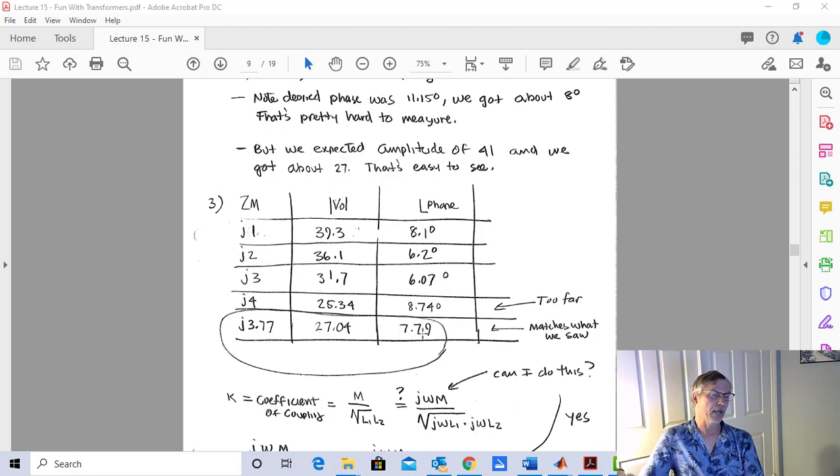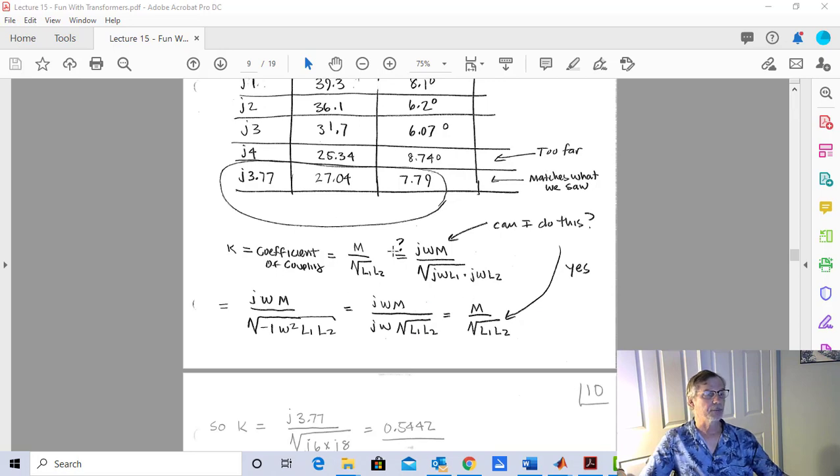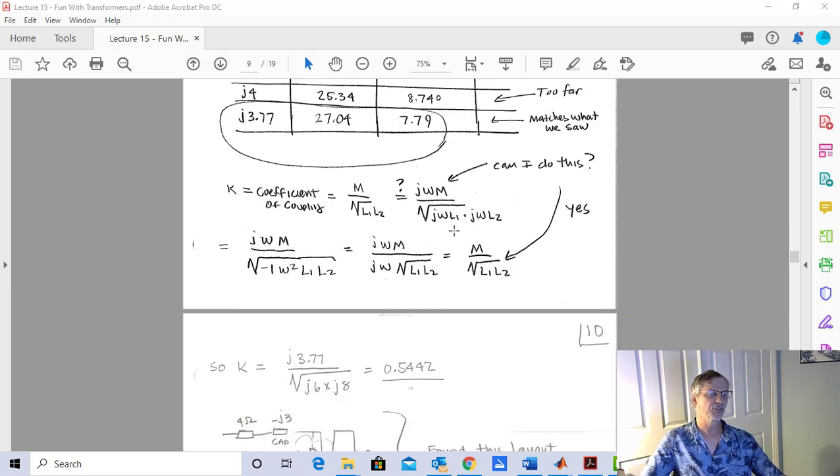So since I need to report back to the boss on this, I don't want to tell him that I have J3.77 ohms of mutual coupling. I want to tell him what the coefficient of coupling is. And so I'm going to take my M divided by root L1 L2, and you might ask, can I do this? And the answer is yes, I can. So I just substitute in these numbers, J3.77 over root J6 times J8, and I got 54.42. So now I know that my mutual coupling is 54%.